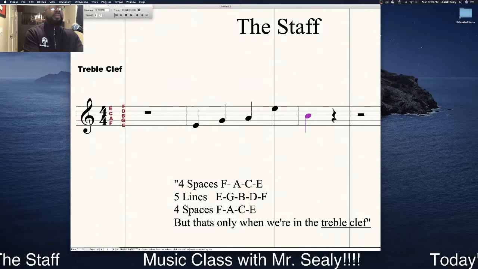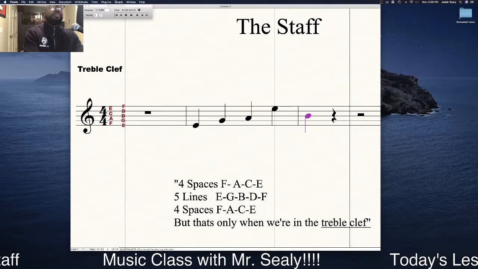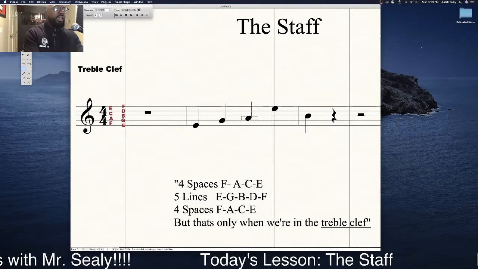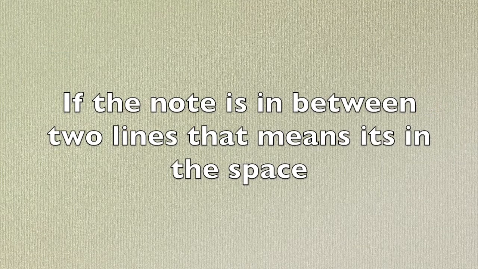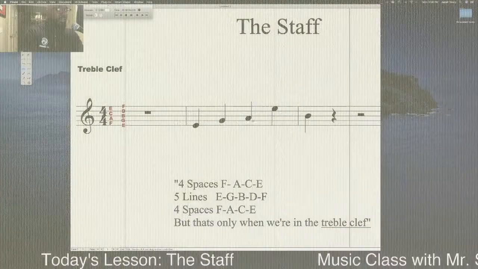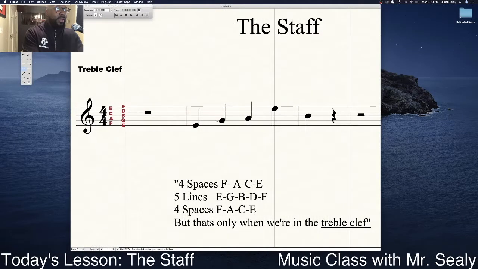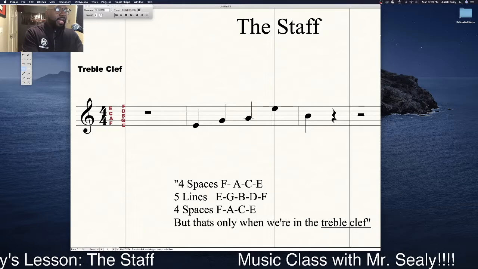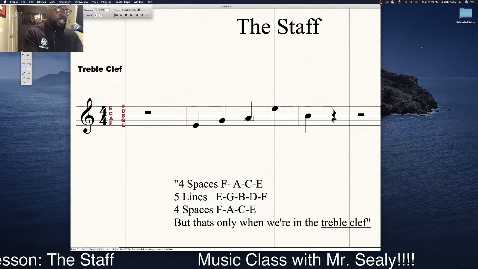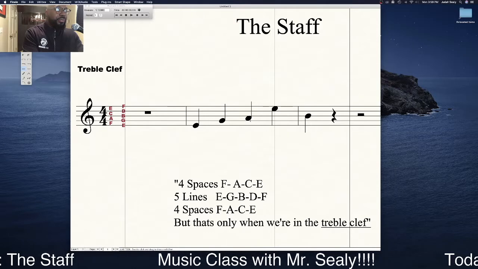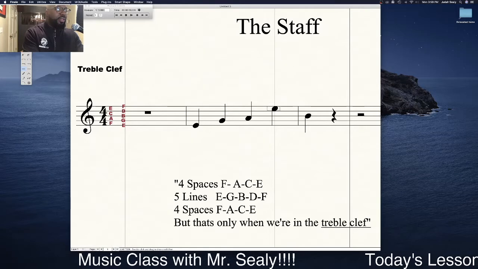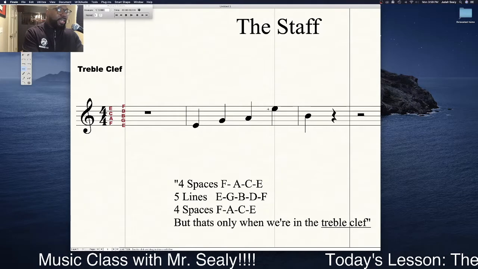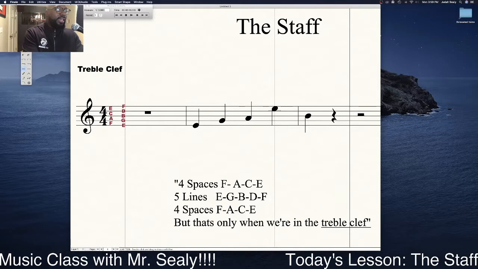So what about the spaces? If you look here, this note is in between two lines. There's no line passing through it. If the note's in between two lines, that means it's in the space. There's a line above and a line below. Just like this one, the note is in the space because it's in between this line and this line.